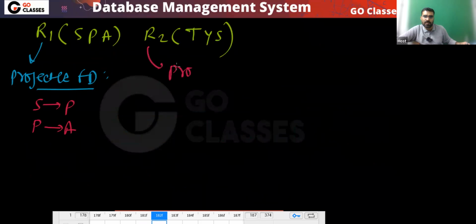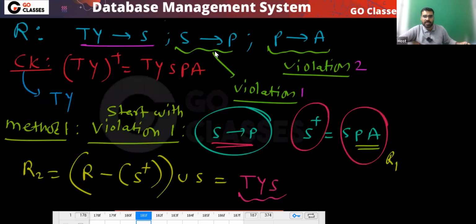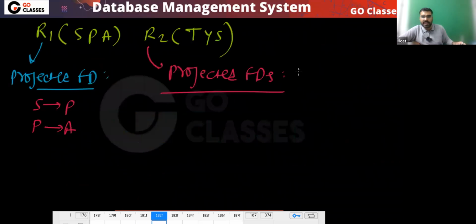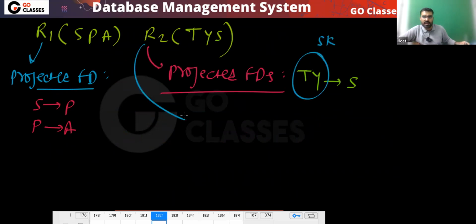And in this R2, what are the projected FDs? That is TY determining S, nothing else. TY determining S. So this is in BCNF, right? I can say this is the super key, so definitely this is in BCNF. You don't have to worry about R2.